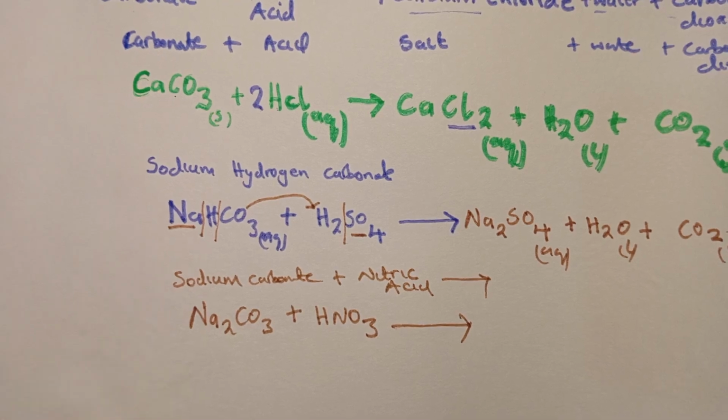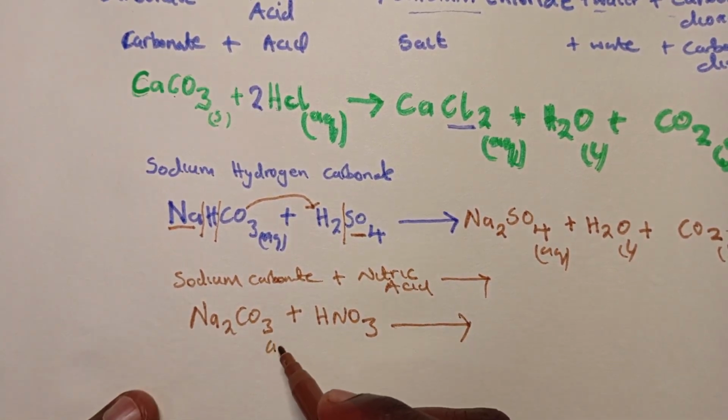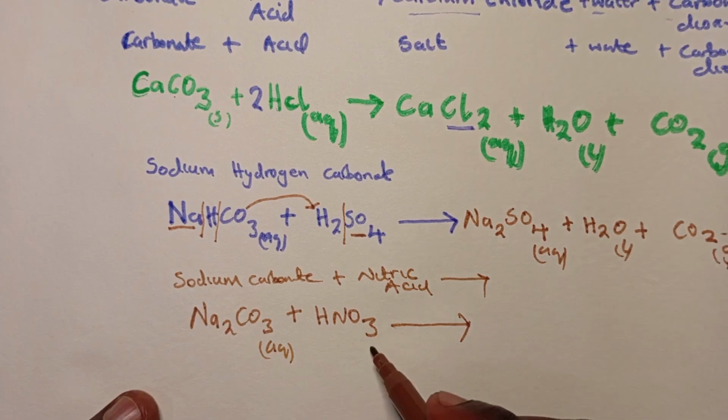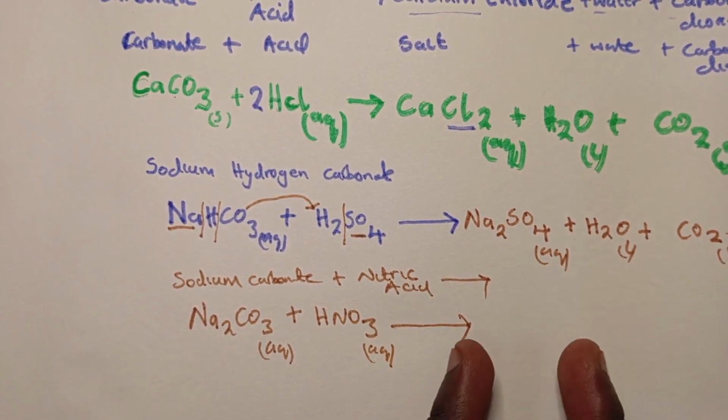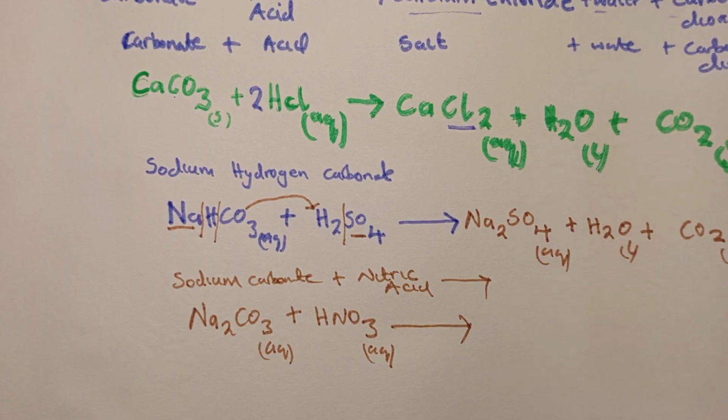In your free time, try to finish this equation: sodium carbonate plus nitric acid. See what you are going to get. Try to finish that up. You should get a salt, water, and carbon dioxide at the end of the reaction.